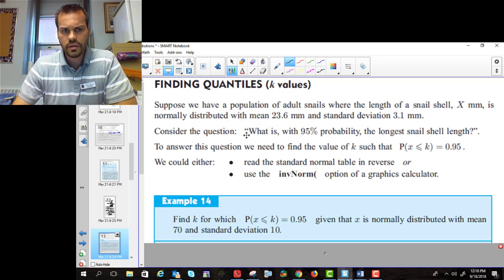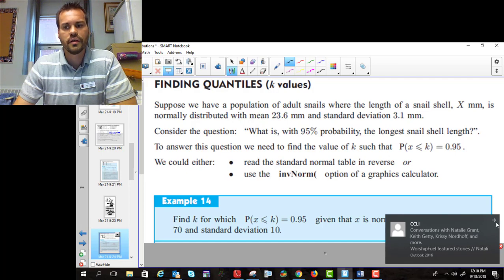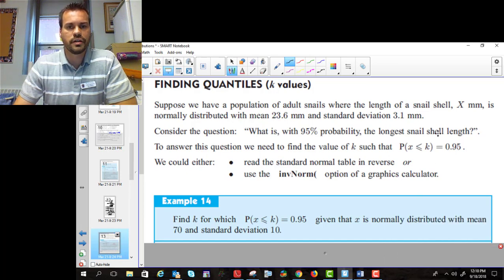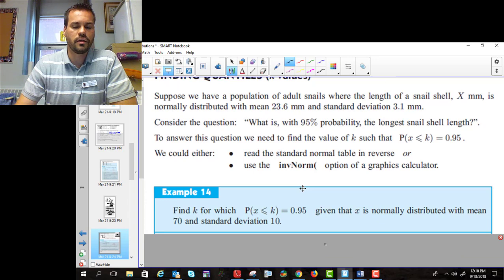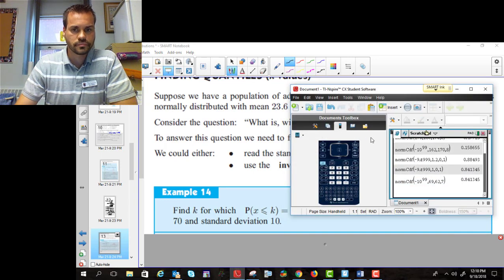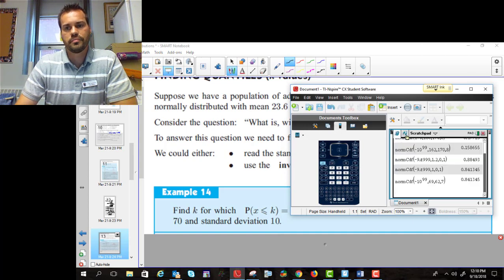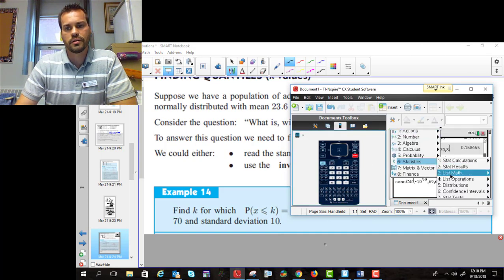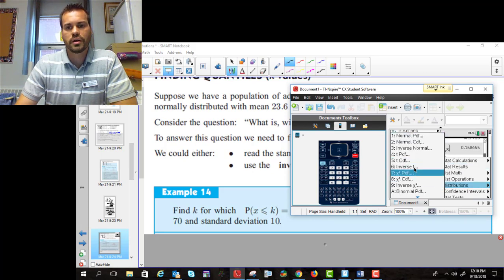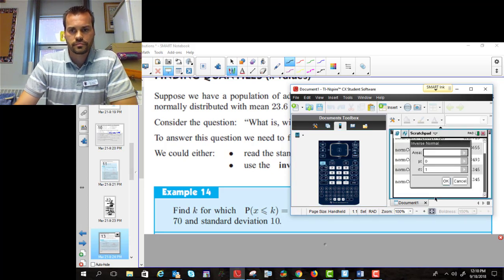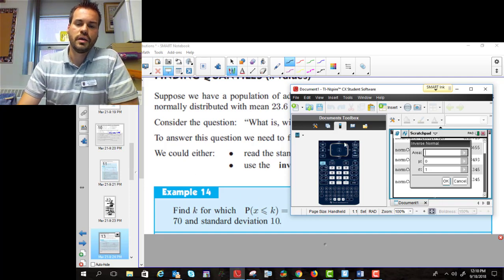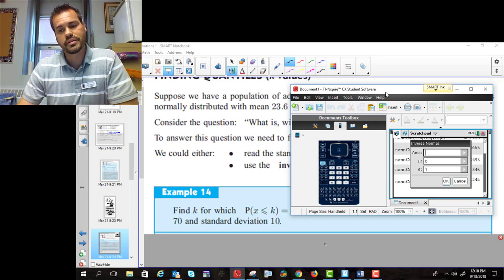So here, you see it says, what is it with the 95% probability, the longest snail shell length, if you have a mean of 23.6 and a standard deviation of 3.1. So that gets us to a different functionality. On your calculator, if you go into the menu and go to statistics and distributions, chi-squared, let's see, distributions. If you look here, there's an inverse normal. And the inverse normal function, we use that when we have the probability and we're looking for the x value or the z value.